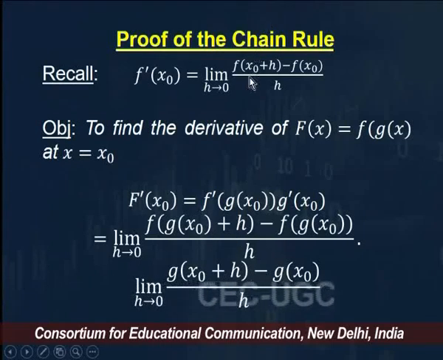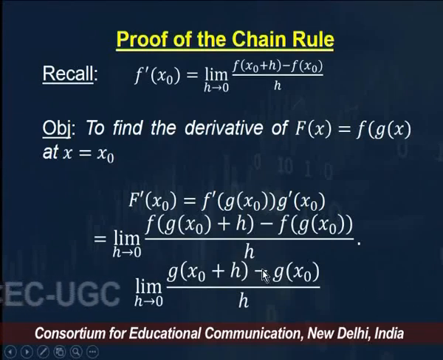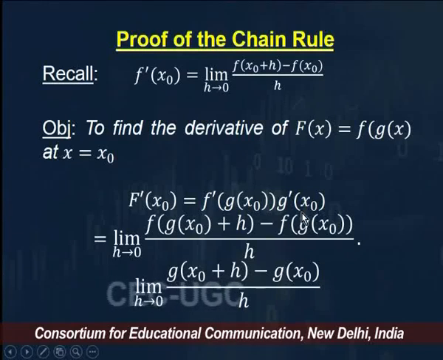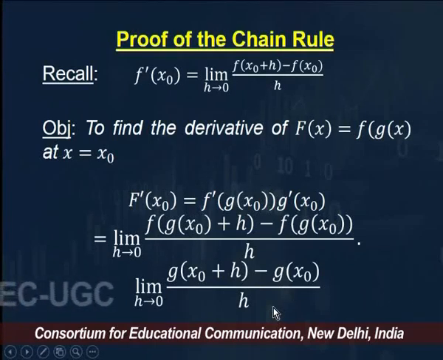So, instead of x naught on top, I have f of g of x naught plus h minus f of g of x naught. And that is then multiplied by g prime of x naught, which is the limit as h tends to 0 of g of x naught plus h minus g of x naught, the whole thing divided by h. Okay, so this is what we have to prove.